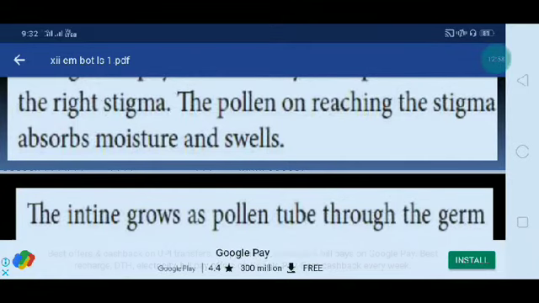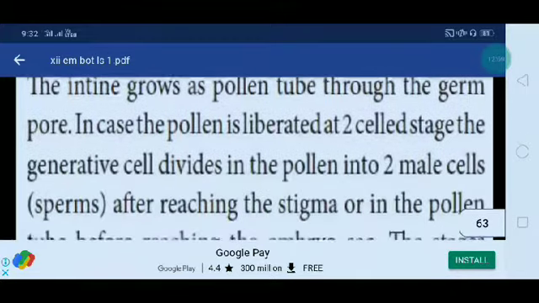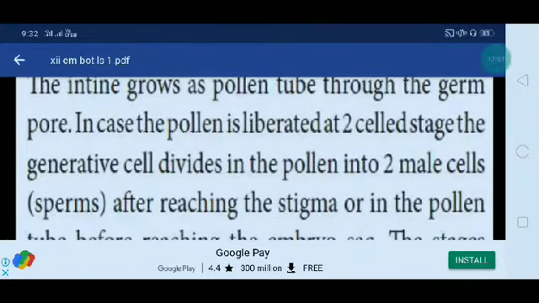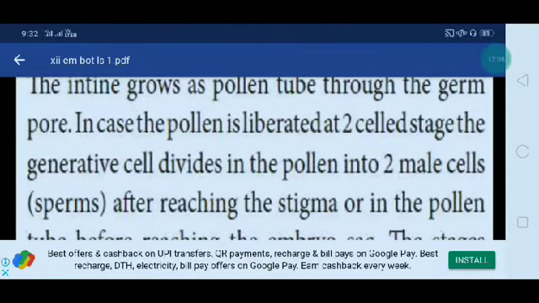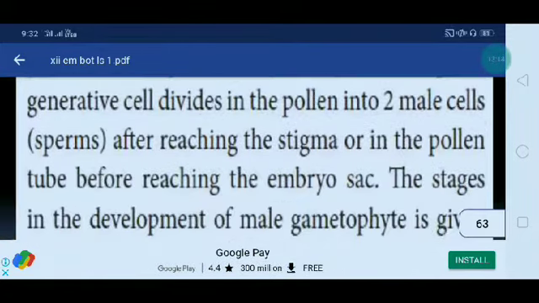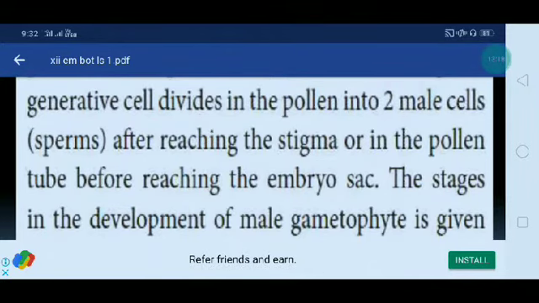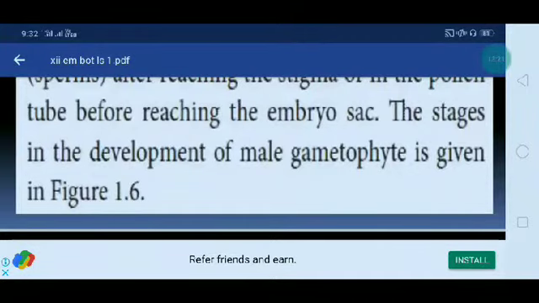The intine grows as a pollen tube through the germ pore. In case the pollen is liberated at the two-cell stage, the generative cell divides into two male cells, that is sperms, after reaching the stigma or in the pollen tube before reaching the embryo sac. The stages in the development of male gametophyte are given in figure 1.6.